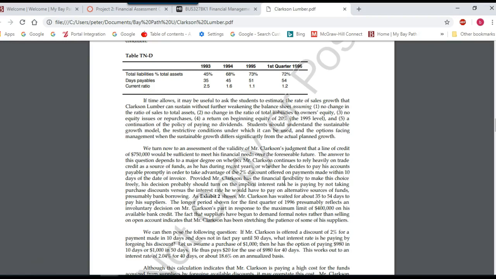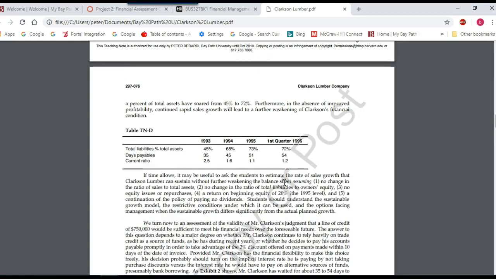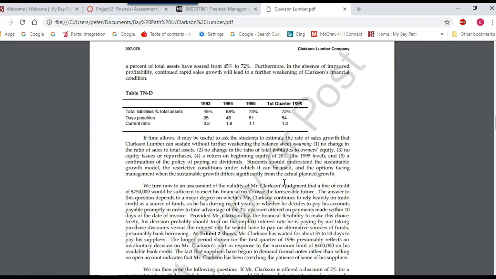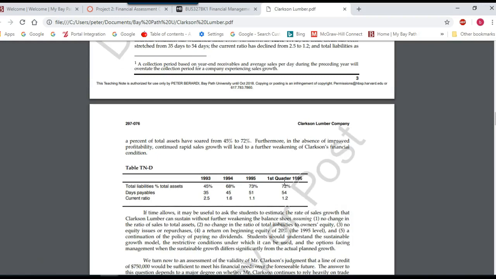Mr. Clarkson has determined that a line of credit of $750 would be sufficient. You need to basically get a feel to determine if that's accurate. Remember, I'm not grading on the accuracy of how much money you think Mr. Clarkson should borrow to pay for his operations.